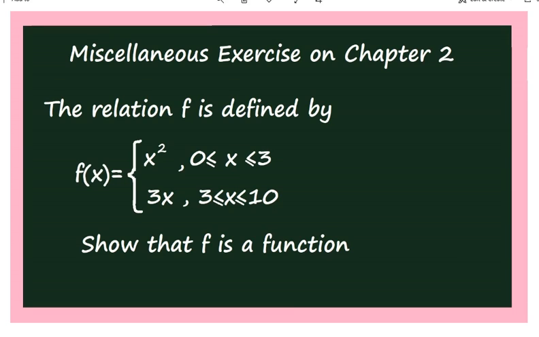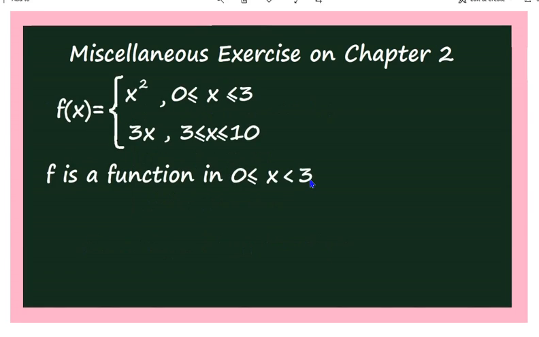And we already studied this. f of x equal to x square is a function in the set of real numbers. As 0 comma 3 is a subset of real numbers, this is a function. And similarly 3x is also a function. Here it is easy to tell that f is a function in between 0 to 3.